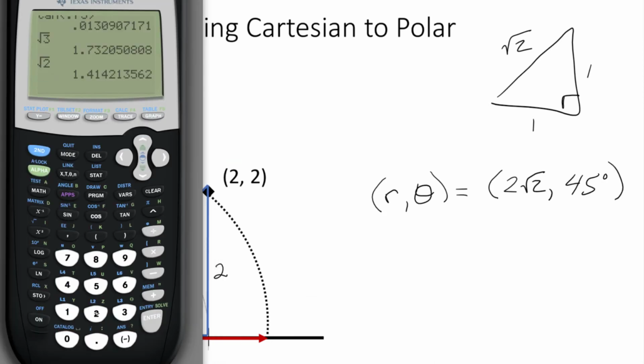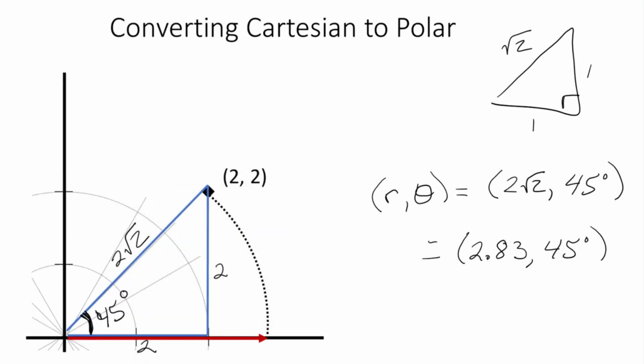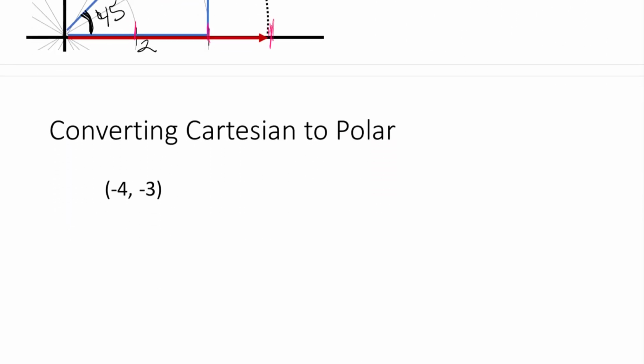and goes around 45 degrees. And again, if you want that to be pretty, 2 square root of 2 is 2.83, and goes around 45 degrees. And the 2.83 makes sense because if you think about where these are, this is at 1, this is at 2, this would be at 3, so it's almost at 3, and then it goes out and around. Cool. All right, one more.